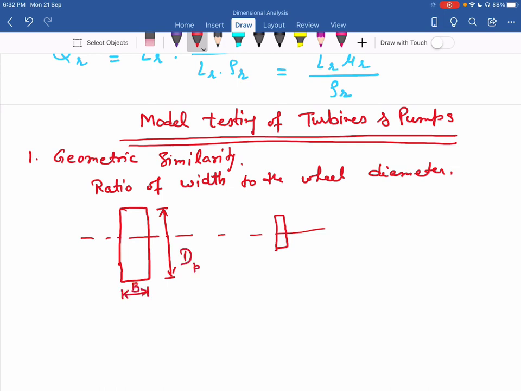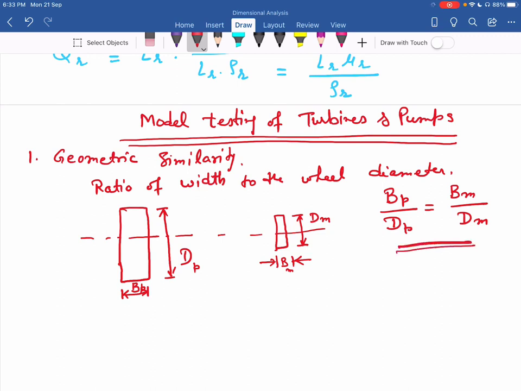So, this is for the prototype. Here for the model, this is the width and this is the diameter. We keep the ratio constant, that is, the ratio of width, BP upon DP, should be equal to BM upon DM. For geometric similarity, this ratio is to be kept constant.